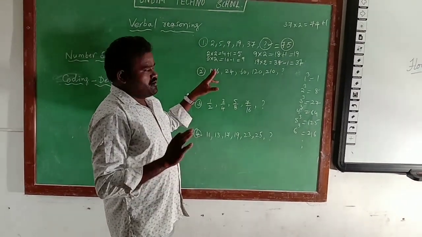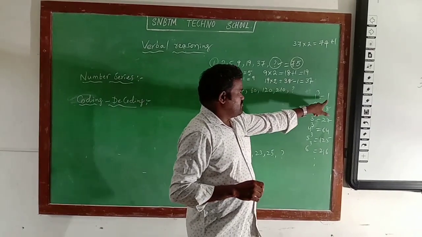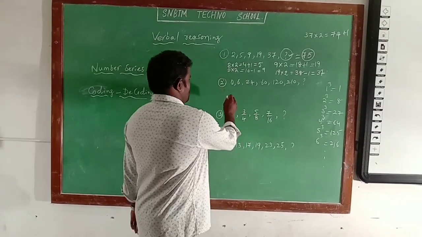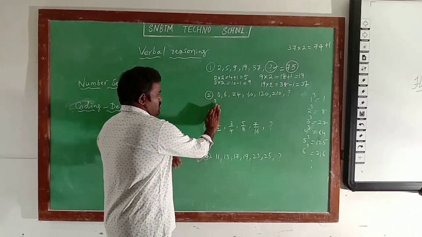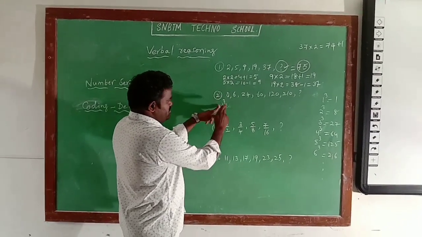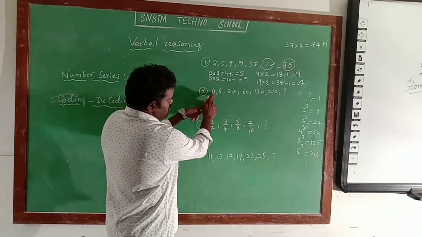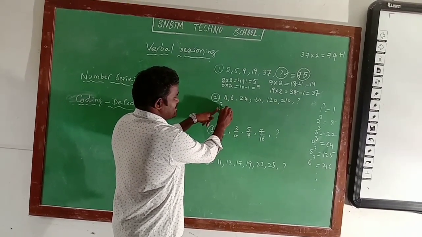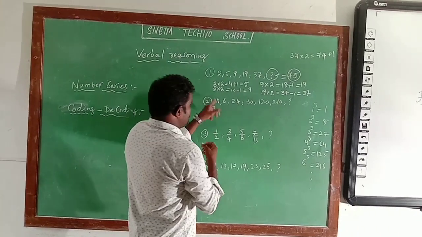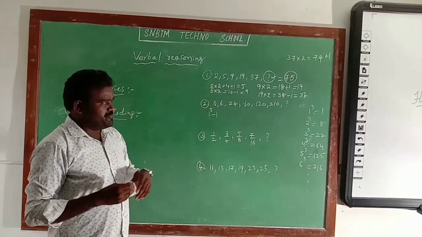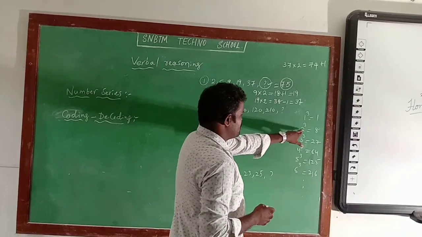So first, 1 cube is equal to 1. So 1 cube value is 1. To get 0, which number is subtracted? Clearly minus 1. 1 minus 1 is equal to 0. That is the first number. And second number, observe 2 cube.